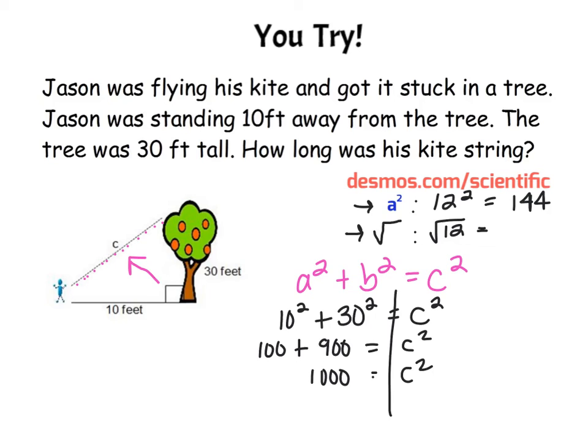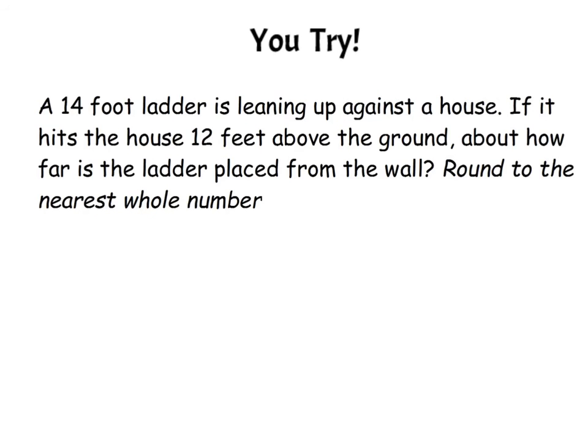1000 equals c squared. Take the square root and you get 31.6 equals c. And we're going to leave it as 6 because in the calculator you get 2 after, which makes it stay the same as 31.6 feet is the length of the string for the kite. Make any corrections now. And the last one, go ahead and attempt, so pause and try it on your own.